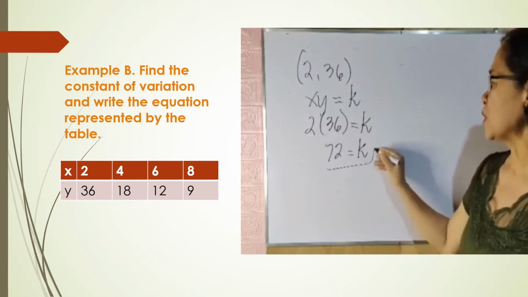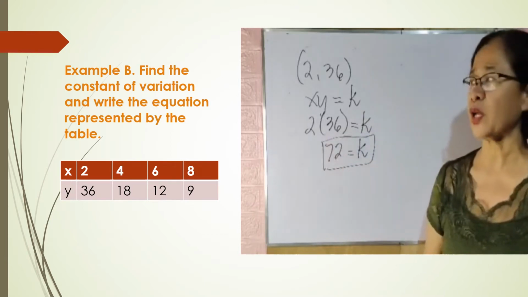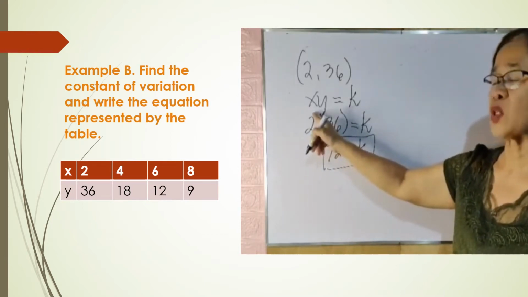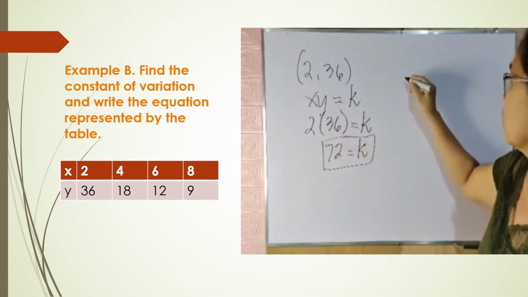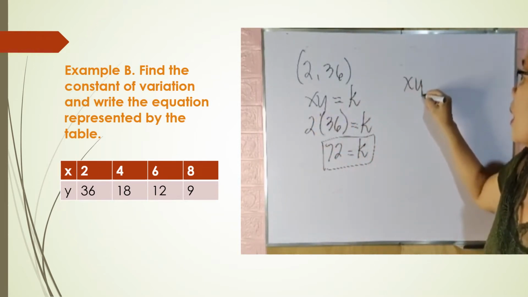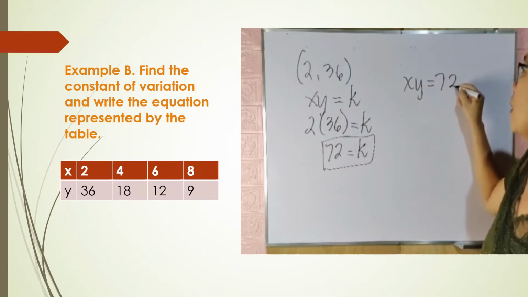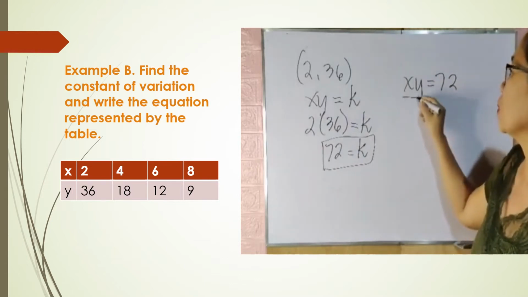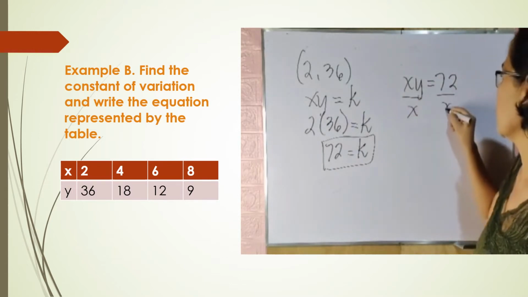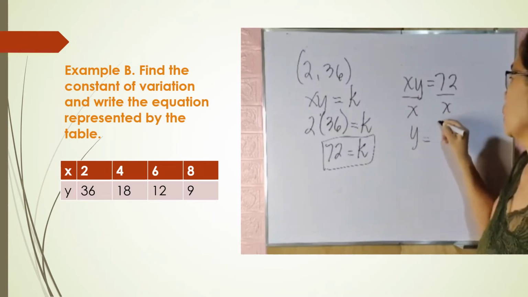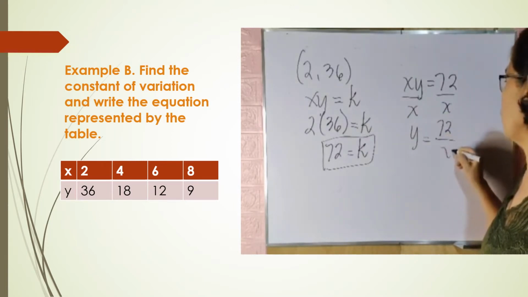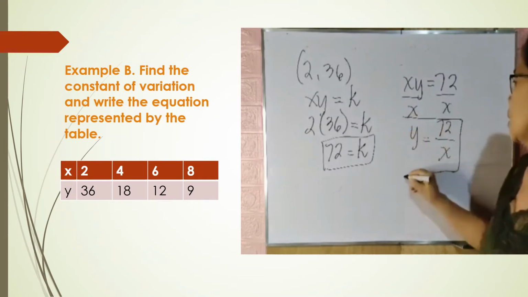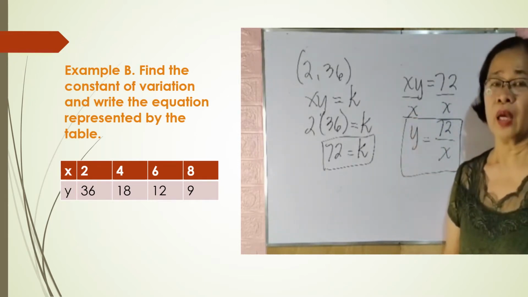Then, substitute this constant of variation to the equation xy equals k. So, it will be xy is equal to 72. Divide both sides by x. Then y is equal to 72 over x. So, this is now the equation.